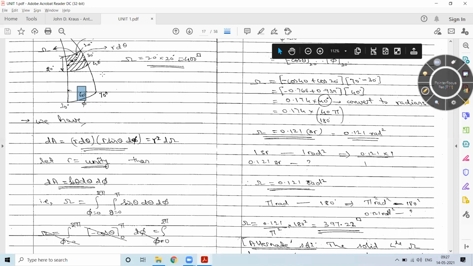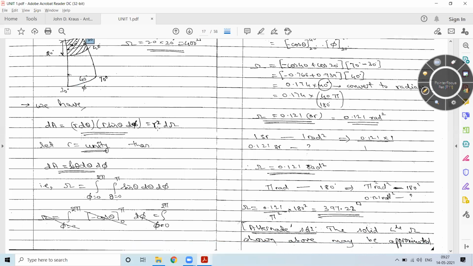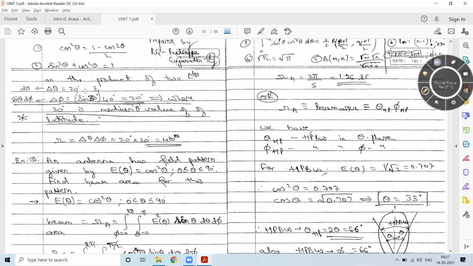But what is the theta value in the sine parameter? It is the median of these two, which is 30 degrees. So now substitute these values in sine theta, d theta, d phi. So it is sine theta into 40 degrees, and d theta is 20 degrees.